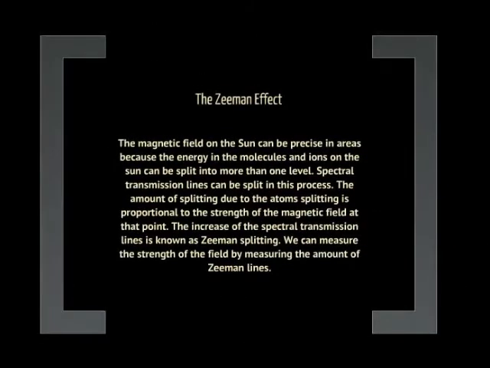The Zeeman effect. The magnetic field on the sun can be measured precisely in areas, because the energy levels in the molecules and ions on the sun can be split into more than one level. Spectral lines can be split in this process. The amount of splitting is proportional to the strength of the magnetic field at that point. The splitting of the spectral lines is known as Zeeman splitting. We can measure the strength of the field by measuring the amount of Zeeman splitting.